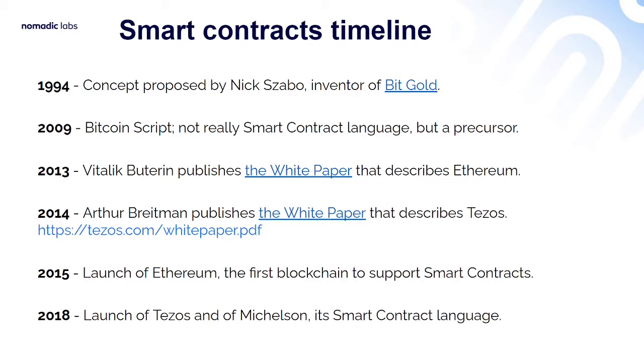In 2013, Vitalik Buterin published the white paper that describes Ethereum, which is a smart contract platform. And in 2014, Arthur Breitman published the white paper that describes Tezos. In 2015, Ethereum was launched, and it was the first blockchain to support smart contracts. A bit later, in 2018, Tezos was launched, and along with it, Michelson, its smart contract language.